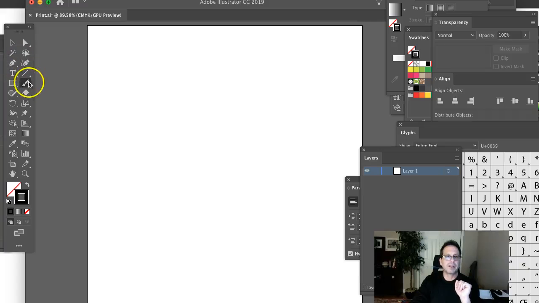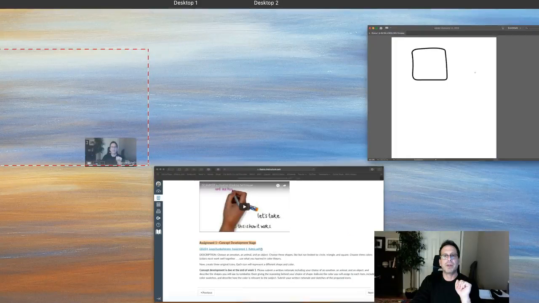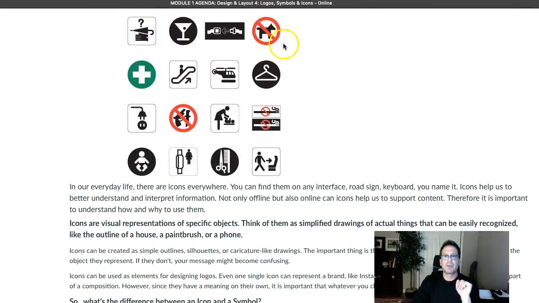Okay, so in my sketch, remember I said the first thing we want to do is establish a frame for our sketch. So there's the frame that will hold the icon. And we can see that's very typical in icons where they have some sort of frame, whether it's circular, rectangular, square, or other. Like in the international no symbol right there.